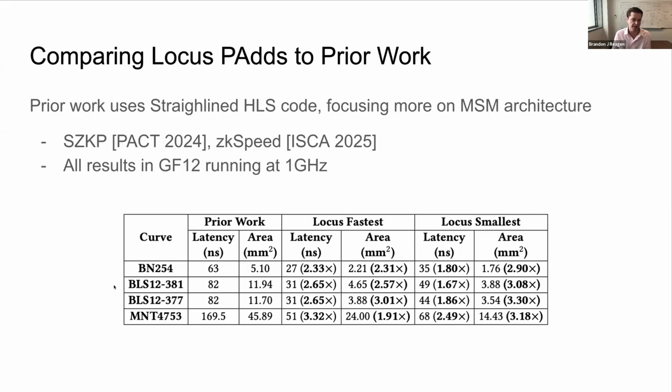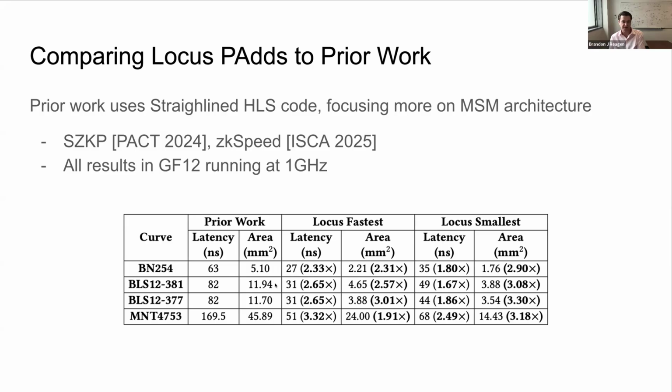That's what's used in HyperPlonk. You can use it for Groth16 as well. In prior work, the latency was 82 nanoseconds, and the area for a single PADD was about 12 millimeters squared. So this thing was huge. And remember, we're running at a 1 gigahertz clock, so 1 nanosecond per cycle means you had an 82-stage pipeline just to do point addition. This thing was massive. For Locus, we did both the fastest and the smallest.